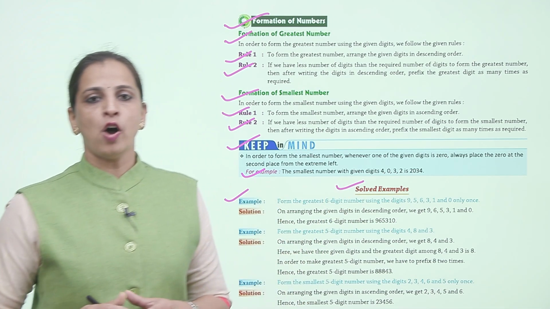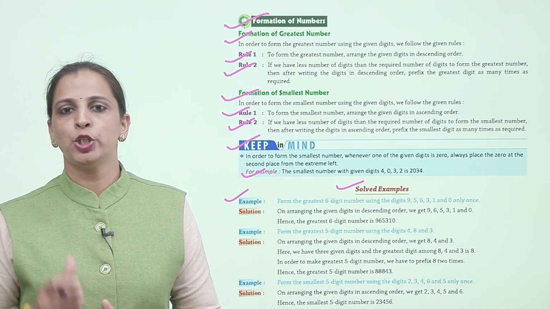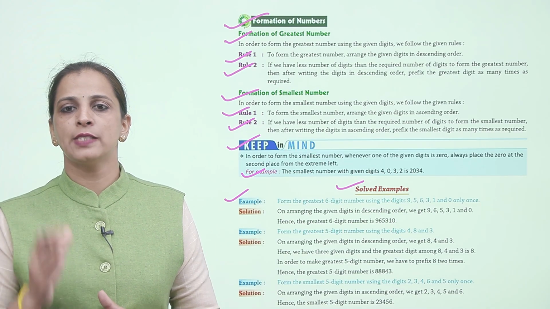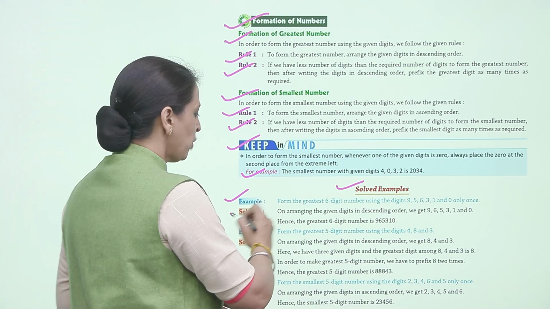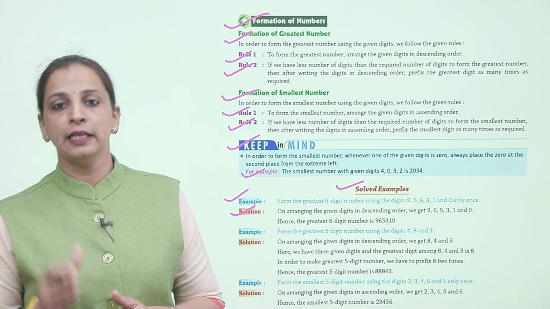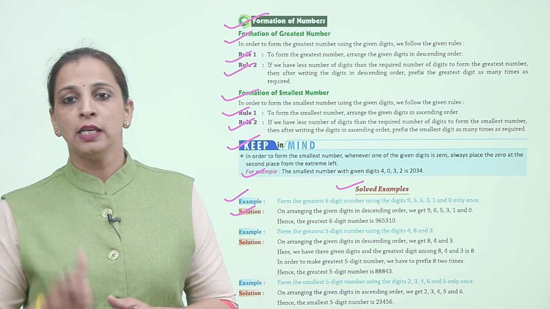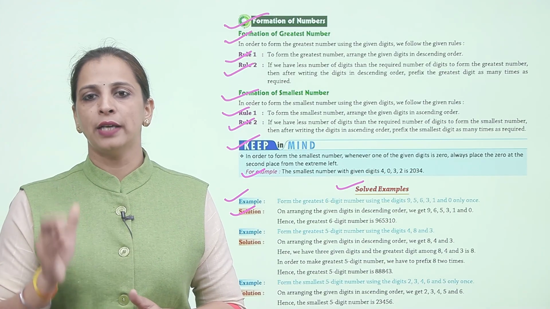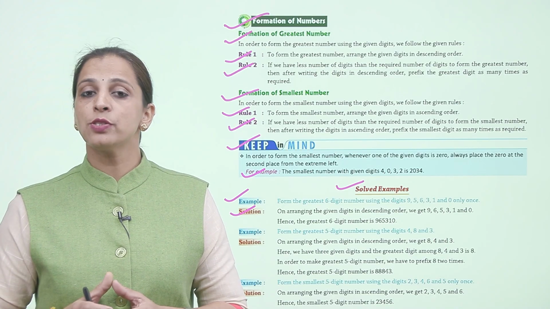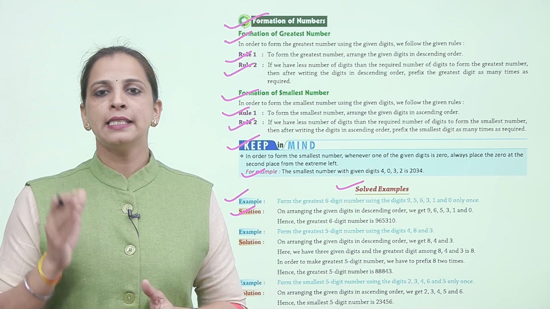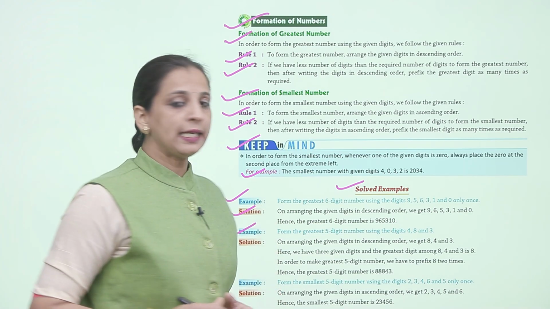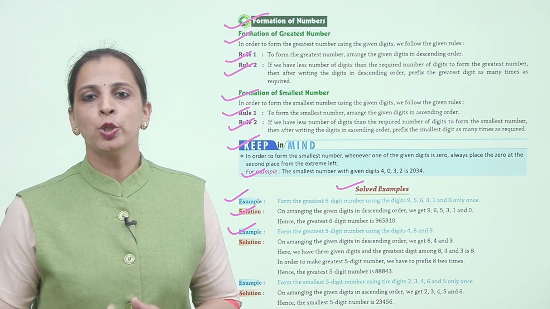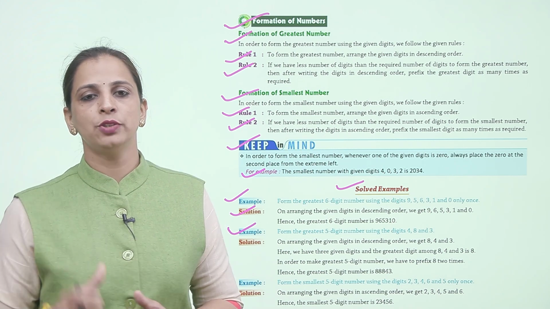Example करते हैं. Form the greatest 6-digit number using the digits 9, 5, 6, 3, 1 and 0 only once. Solution करते हैं. On arranging the given digits in descending order, we get 9, 6, 5, 3, 1 and 0. Hence, the greatest 6-digit number is 965,310.